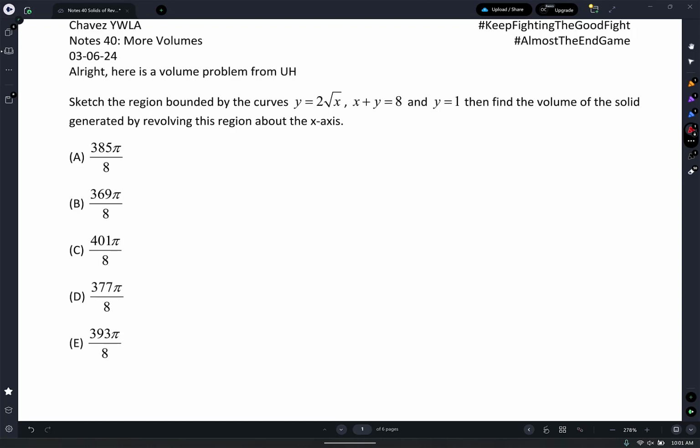All right, here we go, guys. So this question is coming from UH, so we're going to do it together. It says sketch the region bounded by the curves y equals 2 square root of x, x plus y equals 8, and y equals 1. Then find the volume of the solid generated by revolving this region about the x-axis.